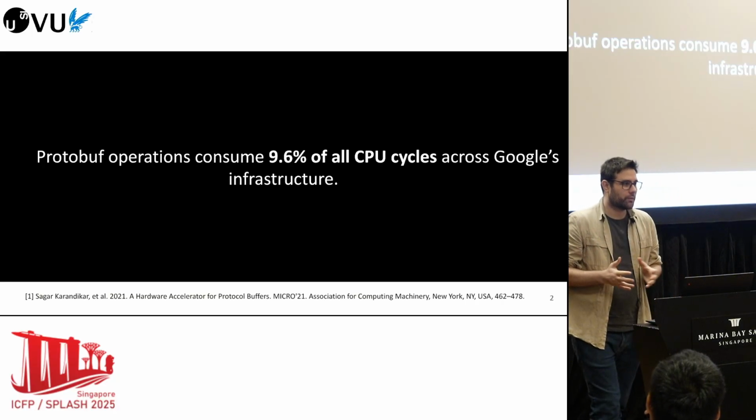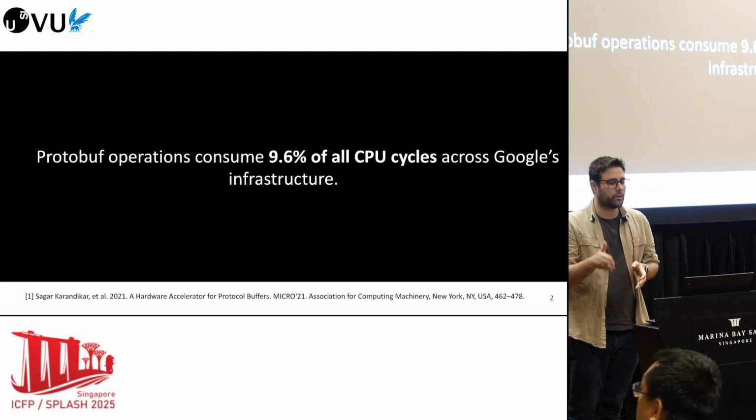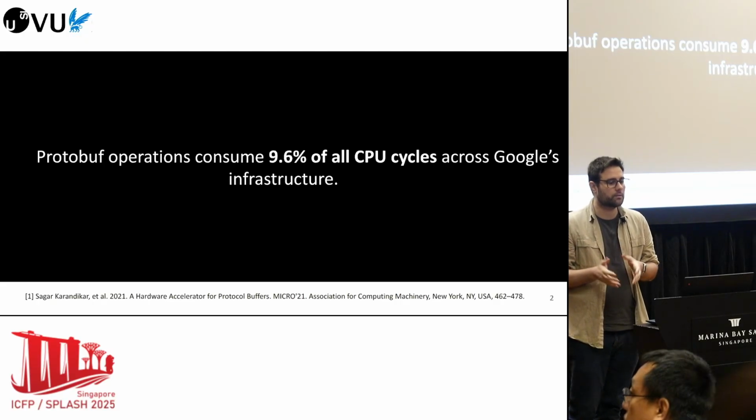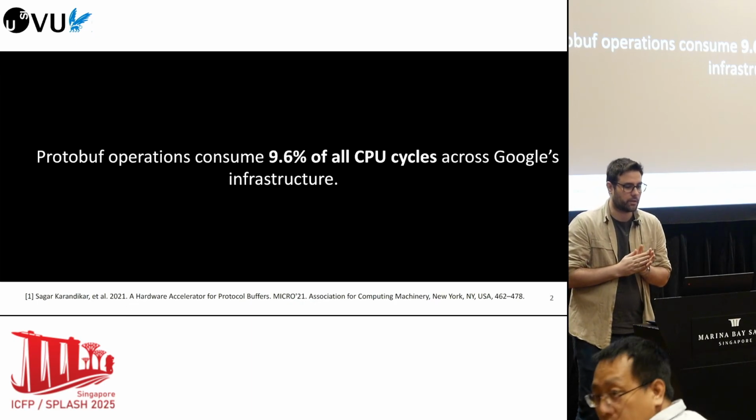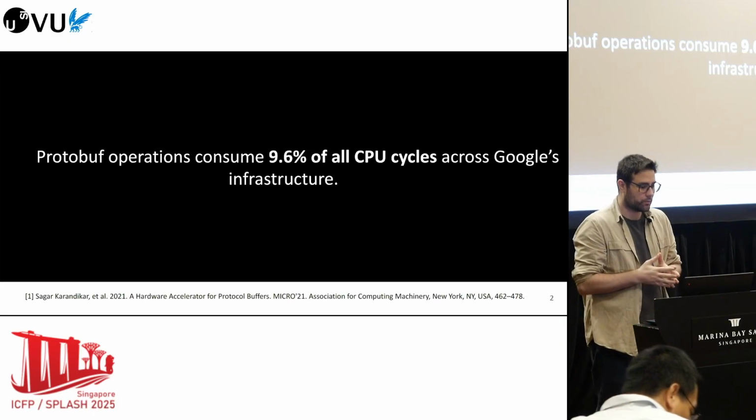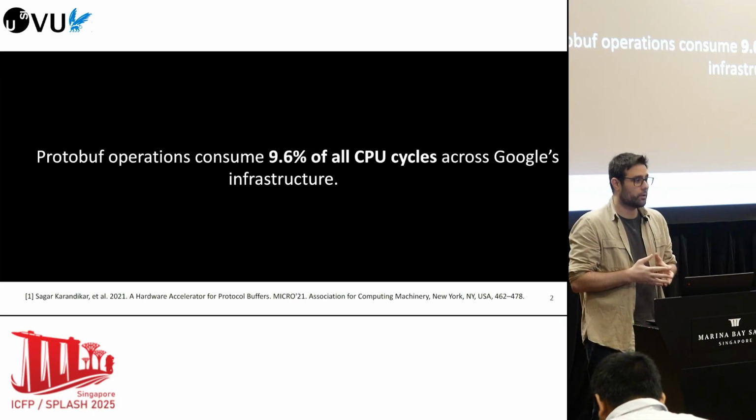So Google reports that 9.6% of all CPU cycles are spent just performing protobuf related operations, including data serialization and deserialization. And this isn't unique to Google. Every large-scale system will have similar overhead.